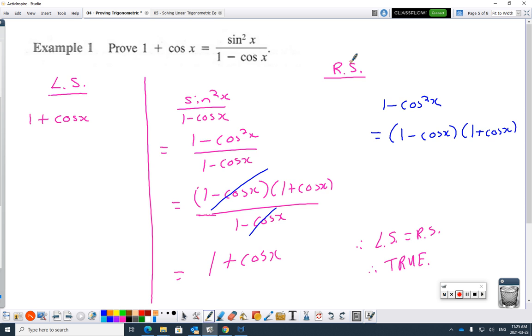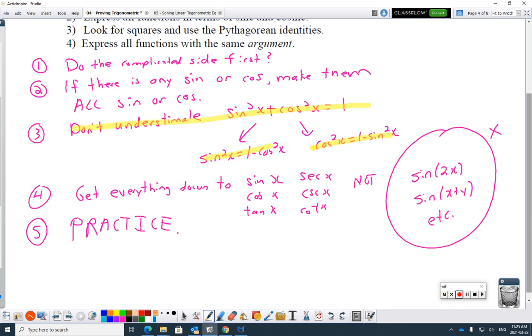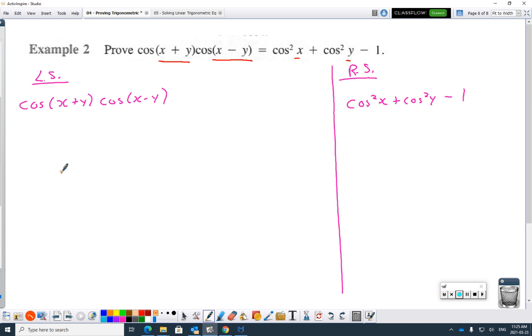If I go back to my list that I made here of all these strategies, maybe I'd like to change this to number one. In grade 12 identities, if you see arguments that aren't just x and y, that usually is the first priority, to deal with that. Because these cos of (x plus y)'s can never come down to this until we deal with that. That's just never going to happen.